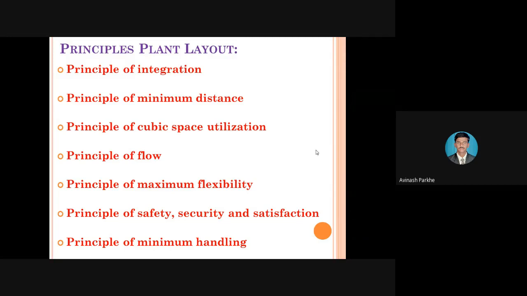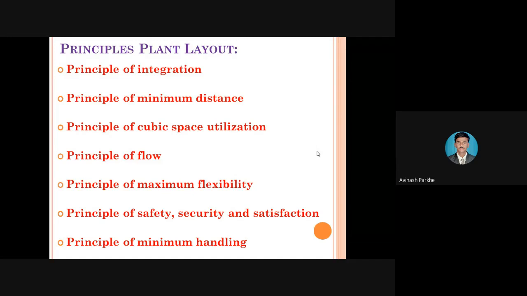Then the third principle is called the principle of cubic space utilization. Related to this principle, I have already explained many things about the objectives of plant layout. Once again I will explain what cubic space utilization is. We know that a maximum area is available in the industry. Maybe some horizontal space is there, some vertical space is there, some space is available at the top side, then the bottom side, some space at the left side and right side.